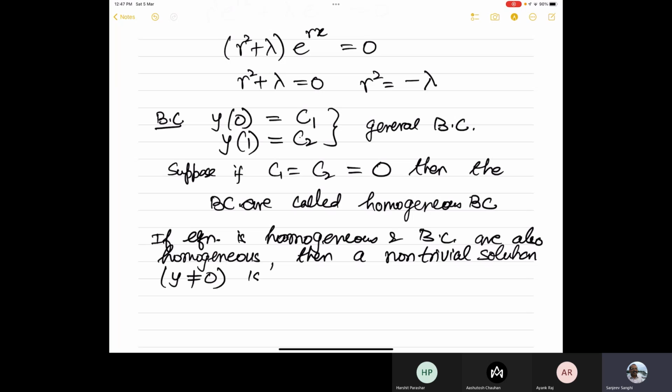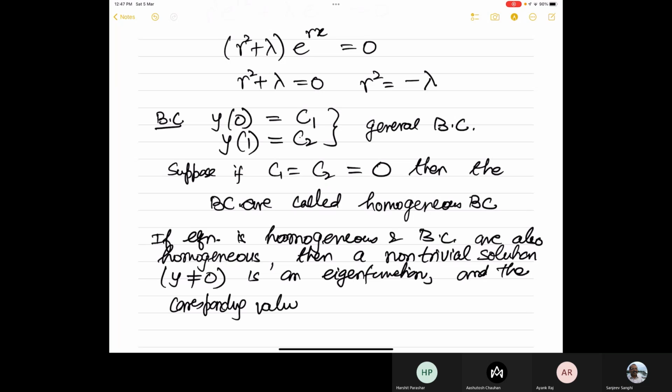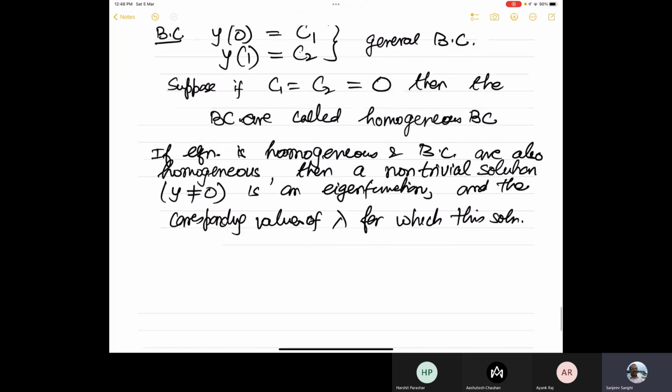Then a non-trivial solution is an eigenfunction, and the corresponding value of lambda for which this solution exists, this is the eigenvalue.